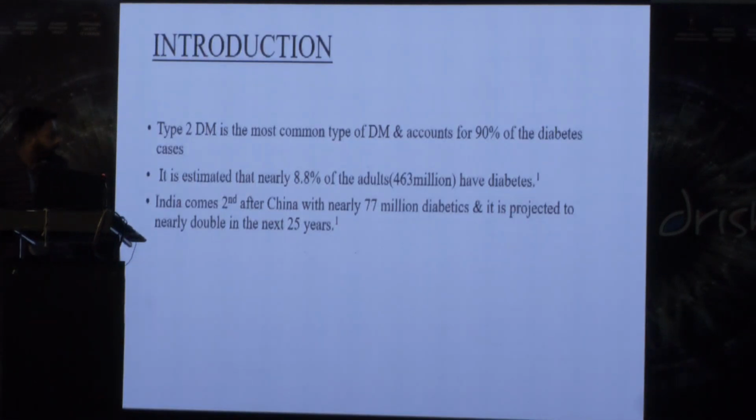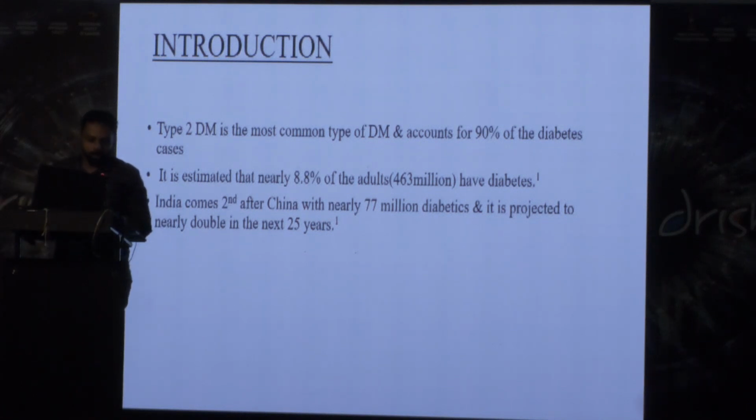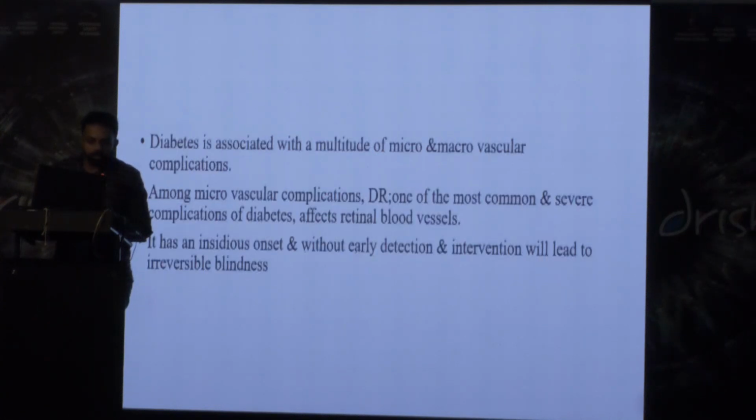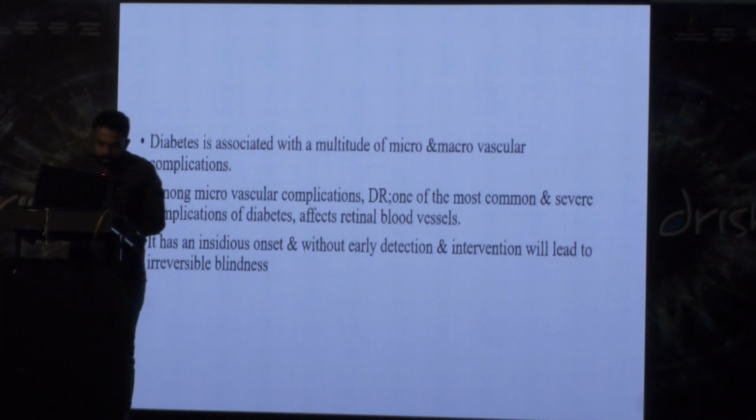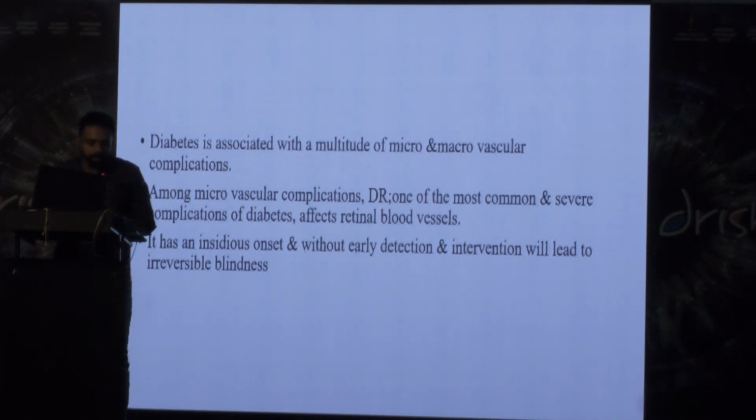So type 2 diabetes mellitus is one of the most common types of diabetes mellitus and accounts for about 90% of the diabetes cases. It is estimated that nearly 8.8% of adults have diabetes. India comes second after China with nearly 77 million diabetics, and it is projected to nearly double in the next 25 years. Diabetes is associated with a multitude of micro and macrovascular complications, and among them, diabetic retinopathy is one of the most common and severe complications of diabetes affecting retinal blood vessels.